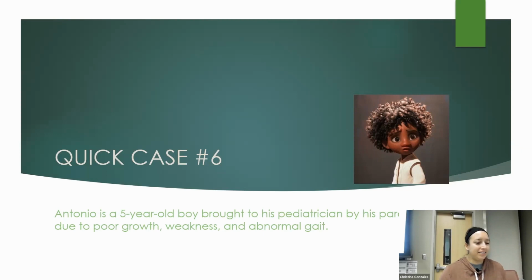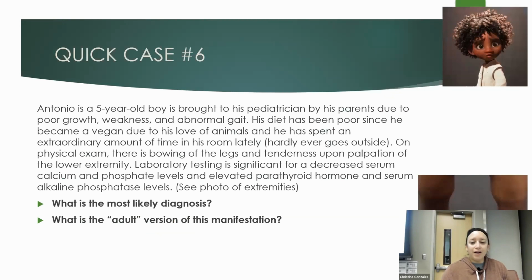Yeah, it's precious. So he comes in due to poor growth, weakness, and abnormal gait. Aren't those legs perfect for him? They look like they literally belong on his body. Okay, so he's 5 years old. He has poor growth, weakness, abnormal gait.